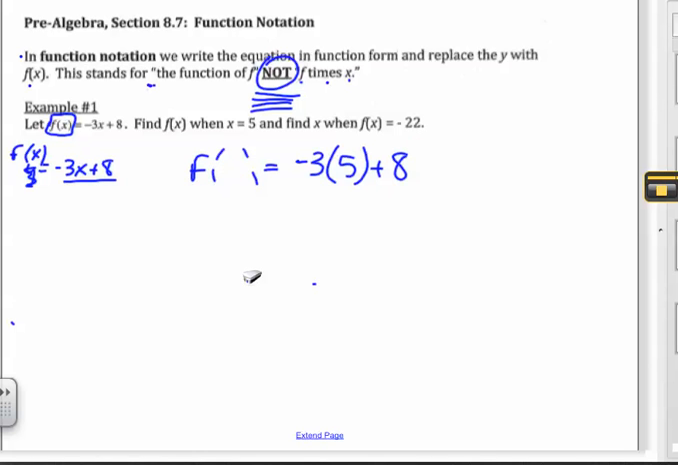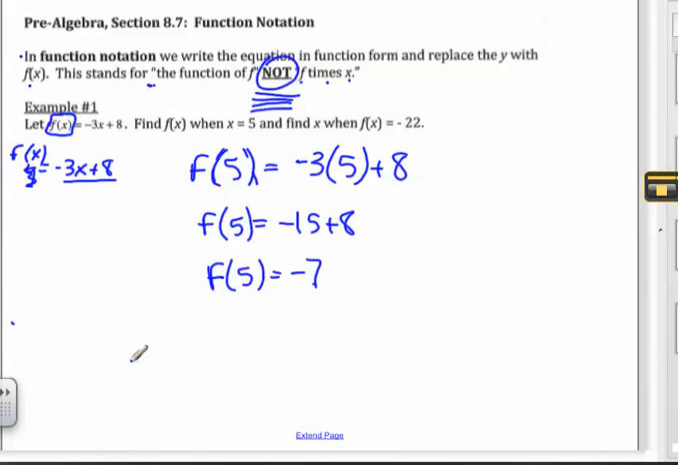Okay, but you know what we also do? Get used to this. Whenever I plug in something for x, I put it in here. The function of 5 is equal to negative 3 times 5 plus 8. So the function of 5 is equal to negative 15 plus 8. So the function of 5 is equal to, what is that, negative 7? Is that right? But look at this. Do you see how it's written as a point? This is the x. But what does this thing over here stand for? It stands for y, doesn't it? So y is equal to negative 7. That's the y. So look at this. 5, negative 7. There's your point right there.